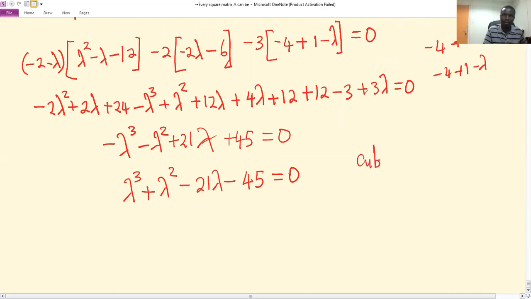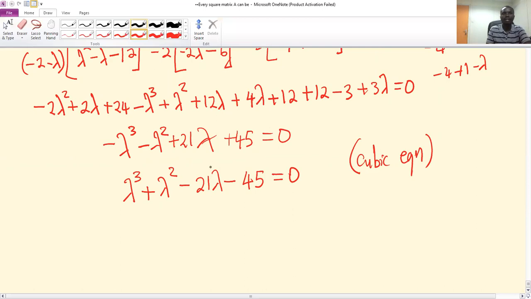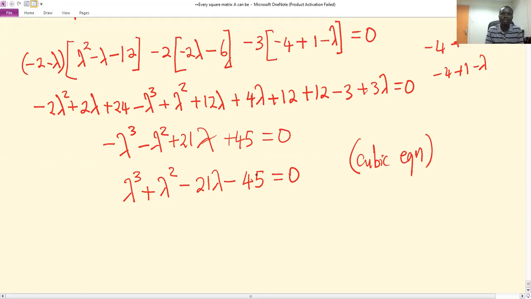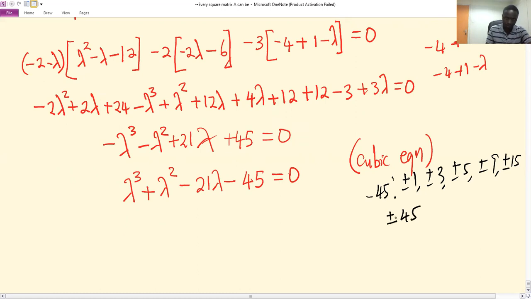Now this is a cubic equation. There is no formula for factorizing a cubic, but we can use trial and error to find if there's a factor using the constant term. So we have minus 45. You write the factors of this number: plus minus 1, plus minus 3, plus minus 5, plus minus 9, plus minus 15, then plus minus 45 itself. Then by trial and error, you try to replace these factors into the equation and see whether the equation is satisfied. If you are lucky, you'll get one that works.